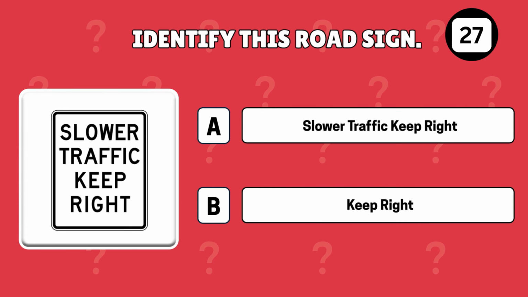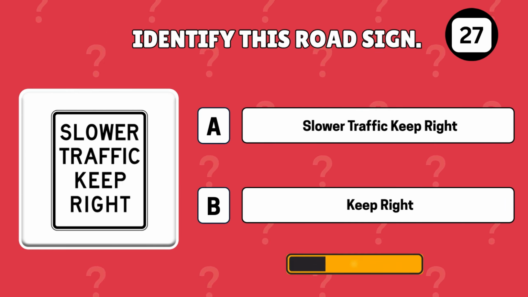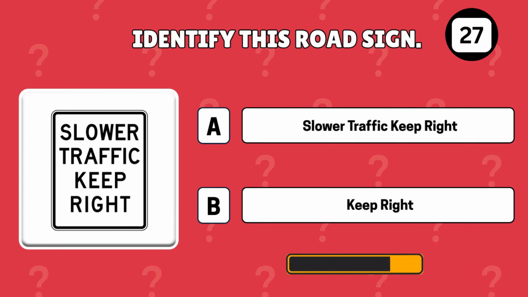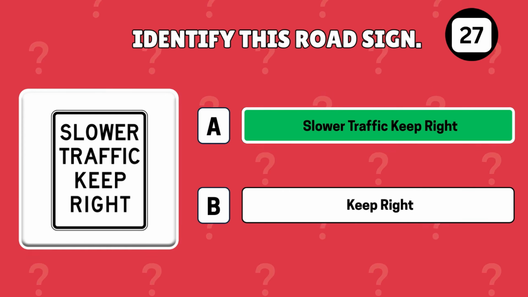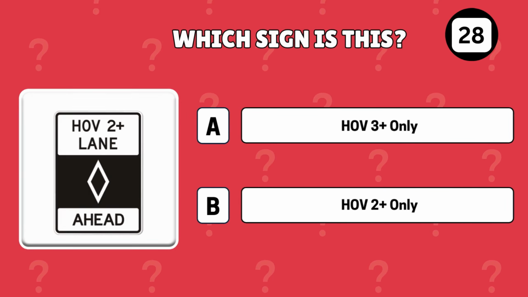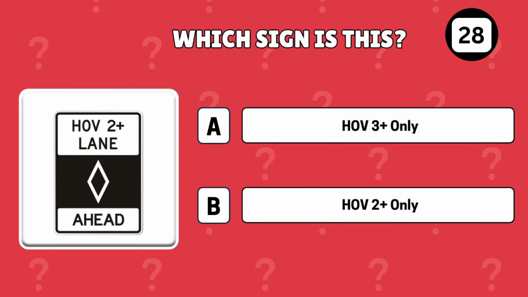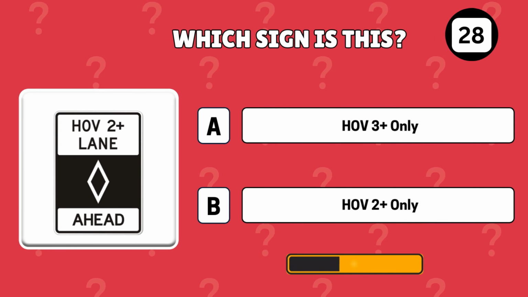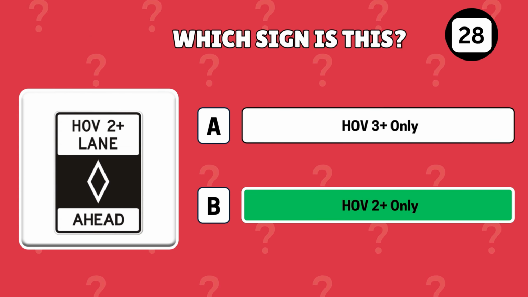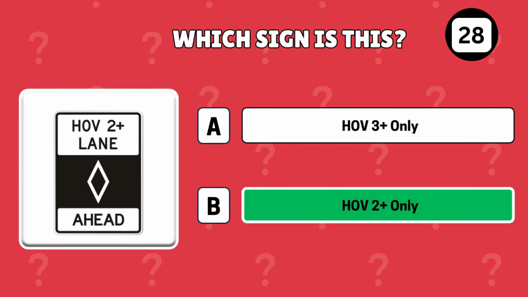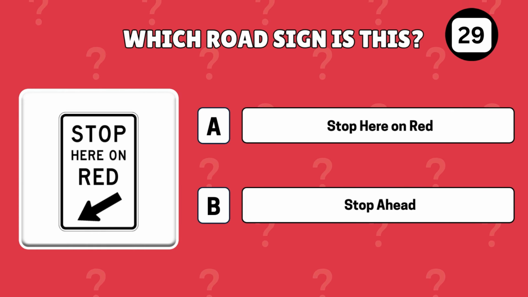Identify this road sign. A. Slower traffic keep right. B. Keep right. Impressive. This is the slower traffic keep right sign. Which sign is this? A. HOV 3 plus only. B. HOV 2 plus only. Good thinking. This is an HOV 2 plus only sign. Which road sign is this? A. Stop here on red. B. Stop ahead.